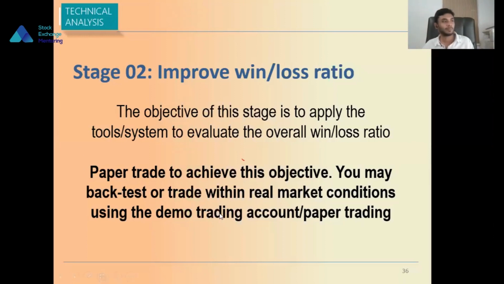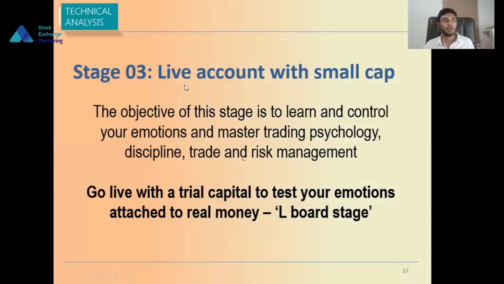Once you do the paper trading, you may backtest and then improve based on the paper trading. You will understand whether your win-loss ratio is improving. Once the win-loss ratio has improved, of course, then you can go for the live market and test your emotions, because no matter how much you learn and do paper trading, once you put in your real money, the game changer comes, where you have to keep emotional balance.